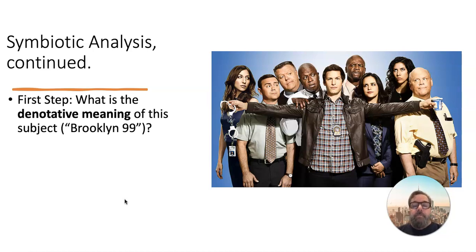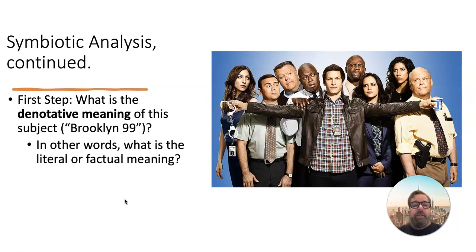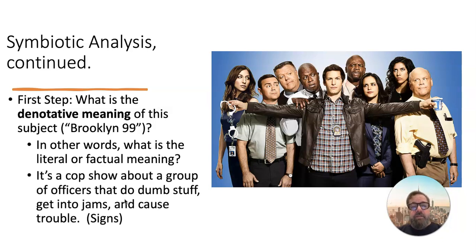So the denotative meaning, that means the literal meaning, is that it's a show about cops, about a group of officers, and they do dumb stuff. They get into jams, they cause troubles, and these are all signs. The main character is sort of egotistical, aloof. They're all based on sort of tropes. There's the strong female cop who resents the male cops and is always trying to prove herself. There's the angry cop. There's the lazy cop. They're all sort of tropes or signs of things that we are used to seeing on television.